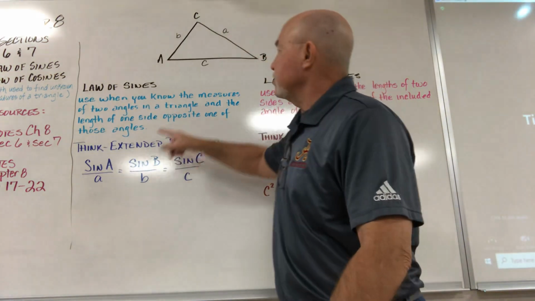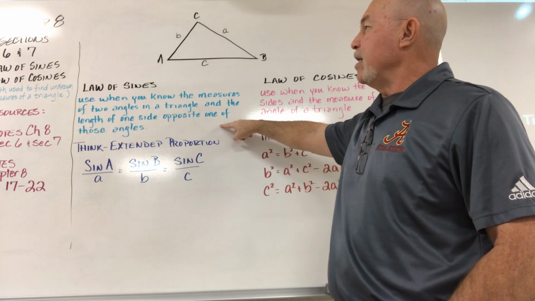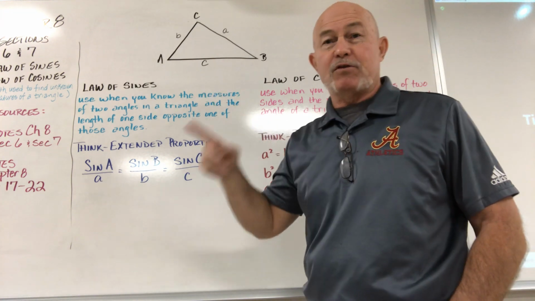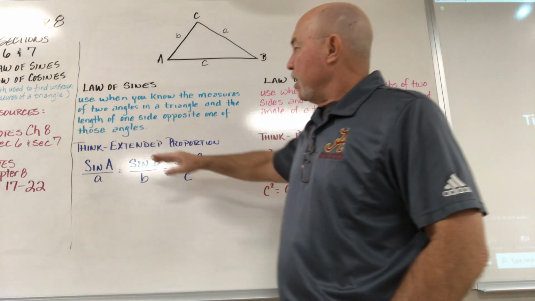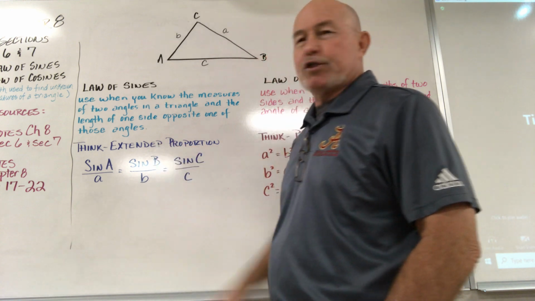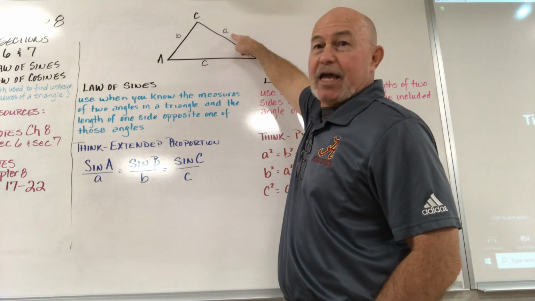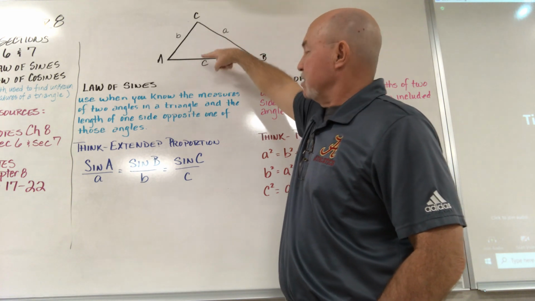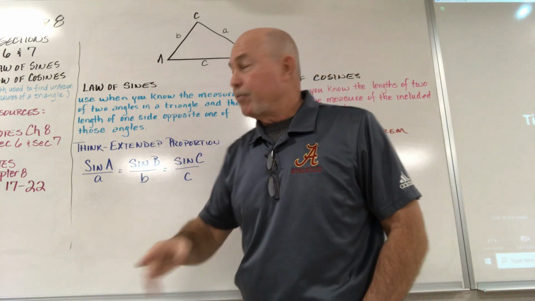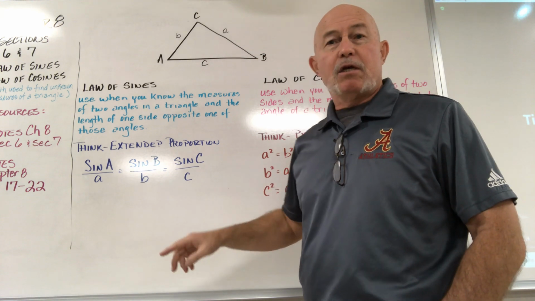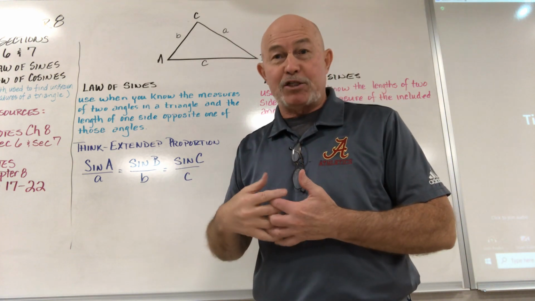The law of sines: this is when you know the measures of 2 angles in a triangle and the length of one side that is opposite one of those angles. This verbiage will make sense when you see an example. Think extended proportion: sine of A over a, sine of B over b, sine of C over c. All of these you're going to find on your chart or calculator. These are the lengths of the sides. You're only going to use 2 of the 3, the 2 that you have the information for.